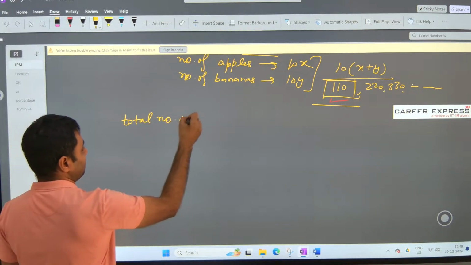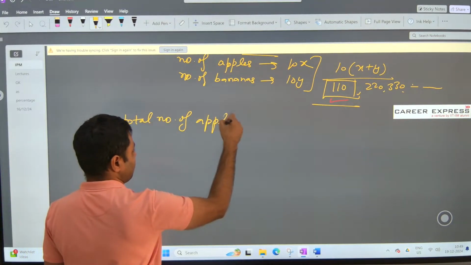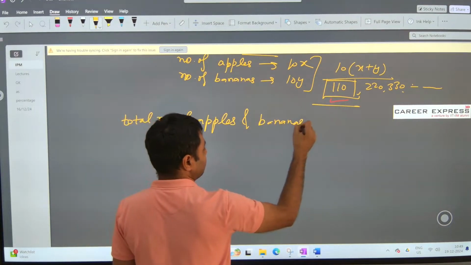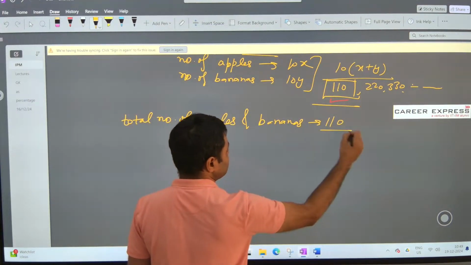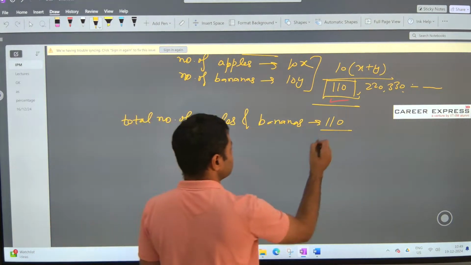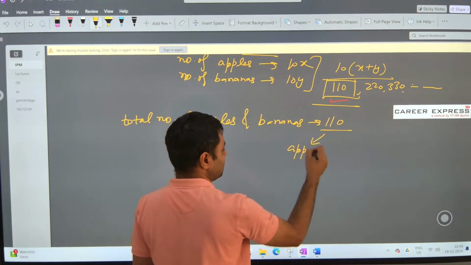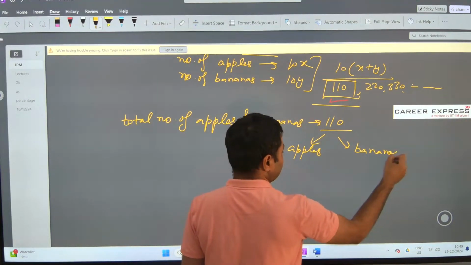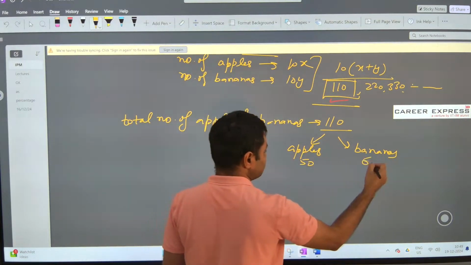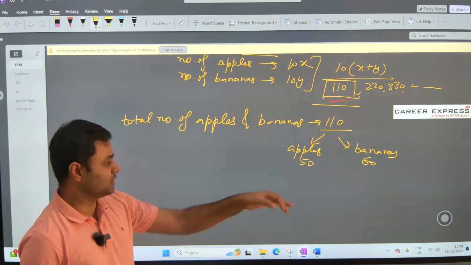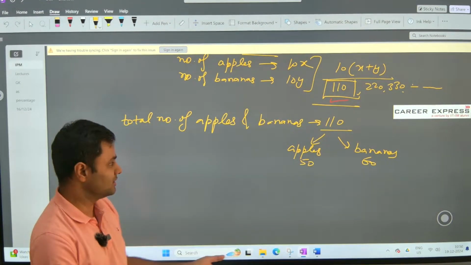total number of apples and bananas is 110. This is the initial number. Fine. Out of this, I can say number of apples and number of bananas will be 50 and 60 according to the given conditions, because number of bananas was 10 more than number of apples. So you can simply write this equation.